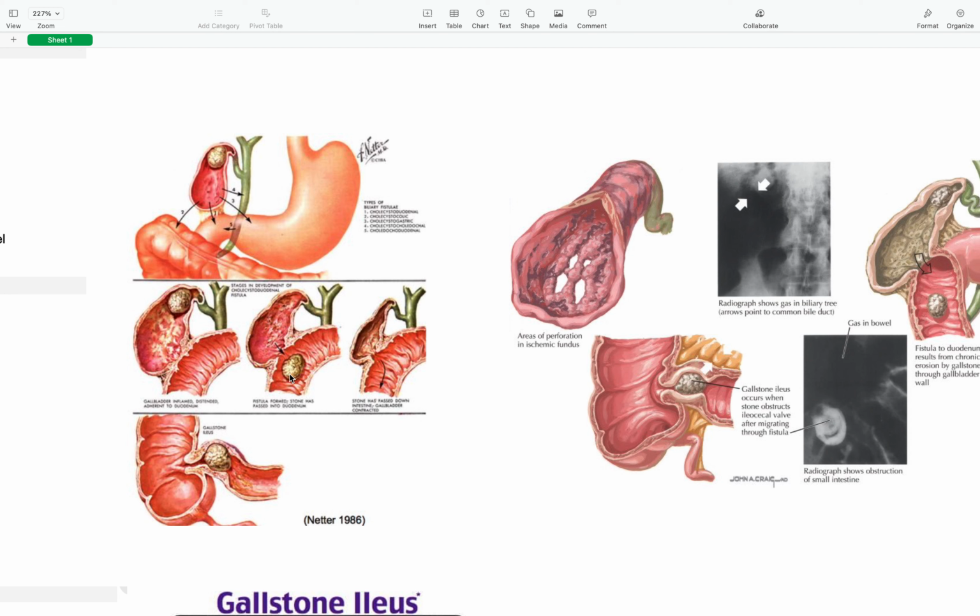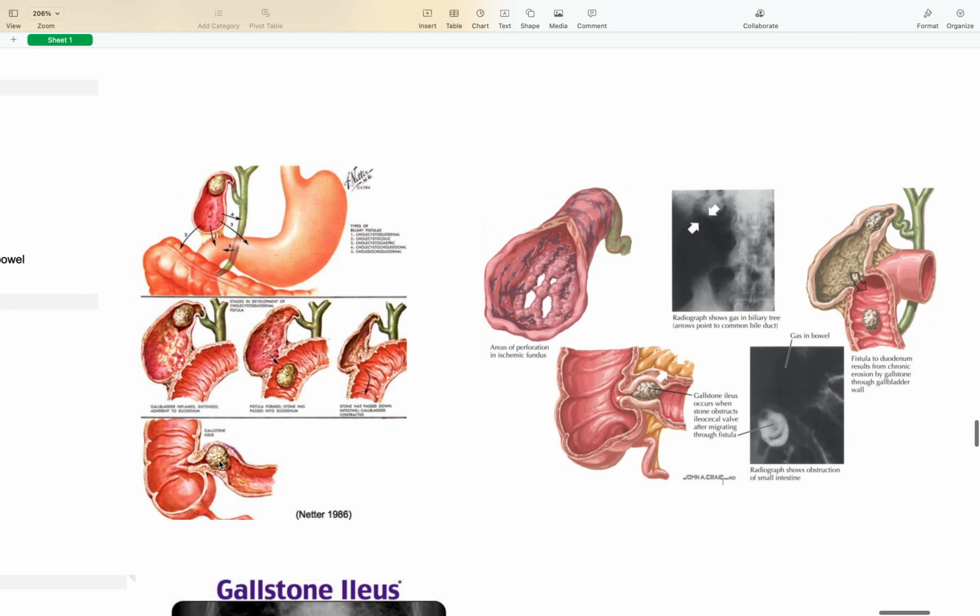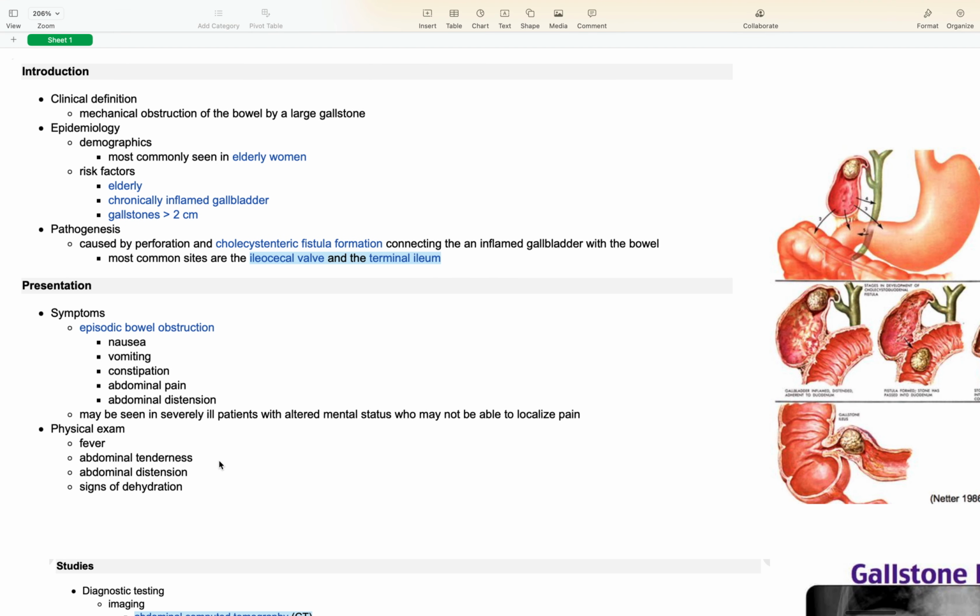It may move down into the terminal ileum. Okay, so this results in clinical symptoms like constipation, abdominal pain, abdominal distension. It presents with obstructive symptoms. So, episodic bowel obstruction. Patients may have nausea, vomiting, constipation, abdominal pain, and abdominal distension. On physical exam, there may be fever, abdominal tenderness, distension, and signs of dehydration.